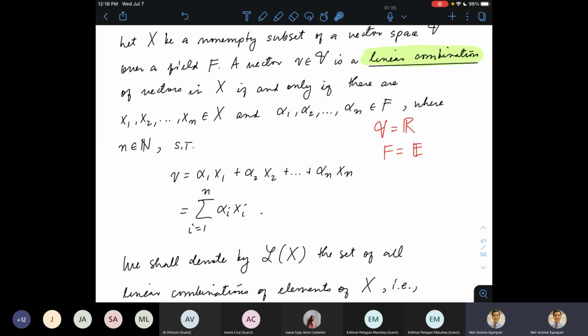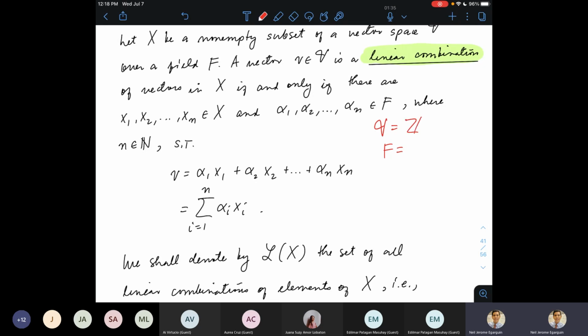Let's see. I'm thinking of a good example. Okay, pwede ko bang vector space ang Z together with usual addition and usual scalar multiplication on the field... hindi rin pala field R, hindi rin pala pwedeng field R, no? Hold on. Let me think about a good example here.